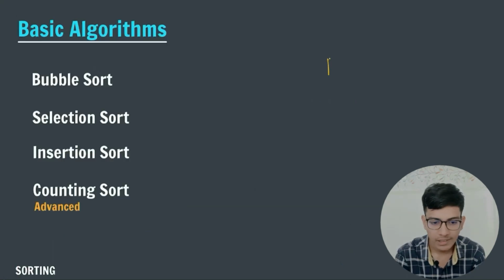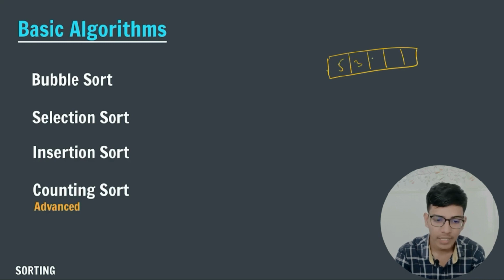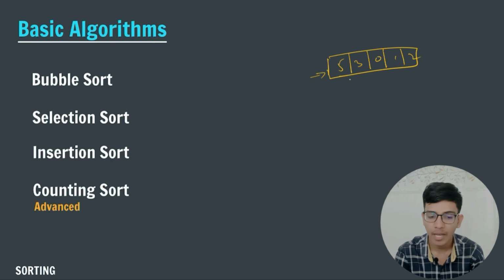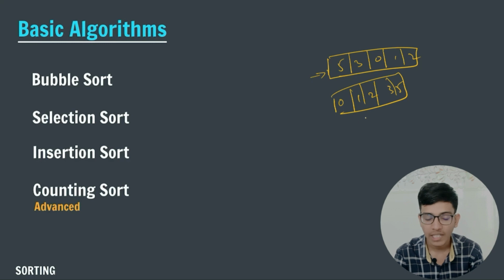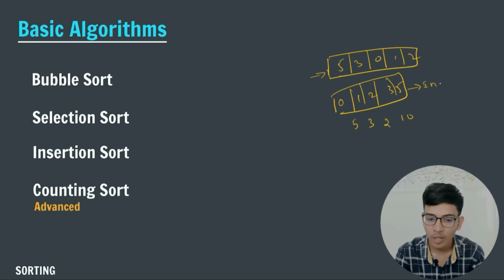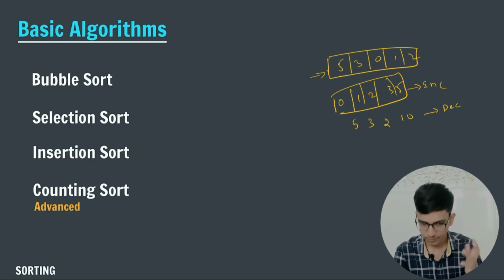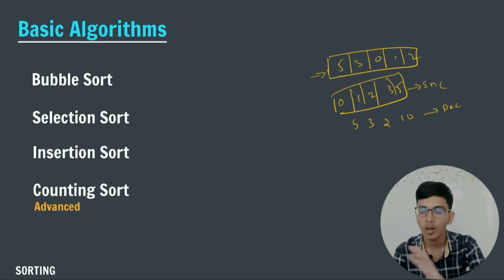The array is given by our user. Let us consider 5 3 0 1 2, and we have to sort it either in a decreasing manner or in an increasing manner. The increasing order is 0 1 2 3 5. This is a sorted array in increasing manner, whereas in decreasing manner the sorted array is 5 3 2 1 0. This is increasing order and this is decreasing order. So these are the two sorting types, either decreasing or increasing.